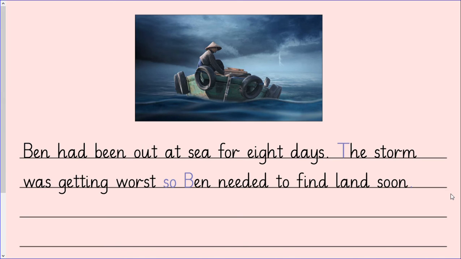Here is my next sentence. Can you read it with me? The storm was getting worse, so Ben needed to find land soon. I have used the conjunction so to explain what needed to happen because the storm was getting worse. I have remembered to use a capital letter for Ben's name. You need to remember to do this in your story too.